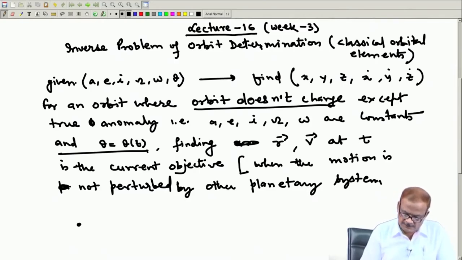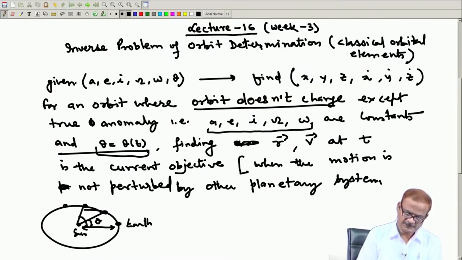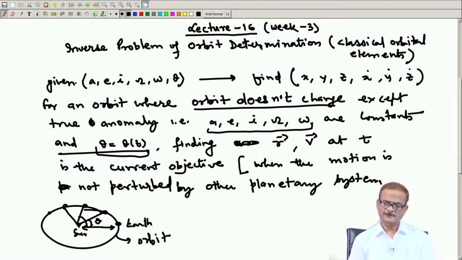So, say in this case this is the sun and we are taking in the orbit the earth. What we are assuming is that there is no other planet, so only the sun and the earth motion will be considered. In that case, if other planets are absent, these quantities are going to be constant and only theta, the true anomaly, which is defined by the position of the earth, is theta at different instants of time along the trajectory. This we call the orbit. So, our current objective is to find x, y, z, x dot, y dot, z dot.